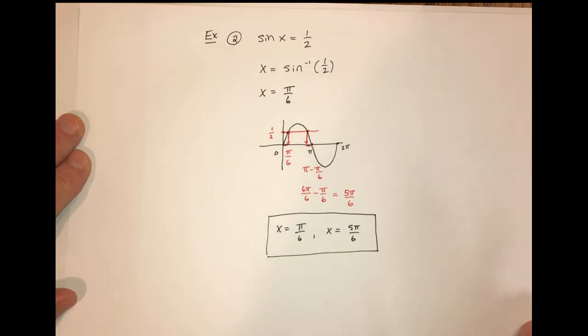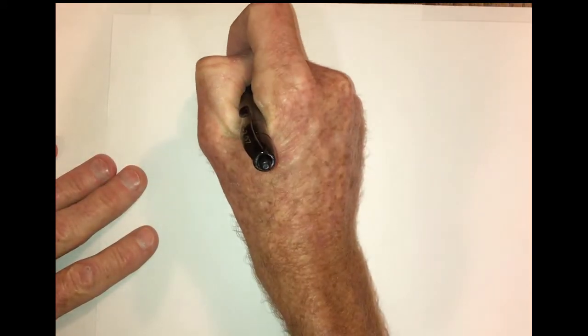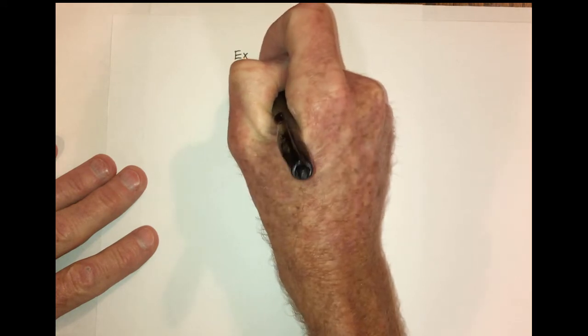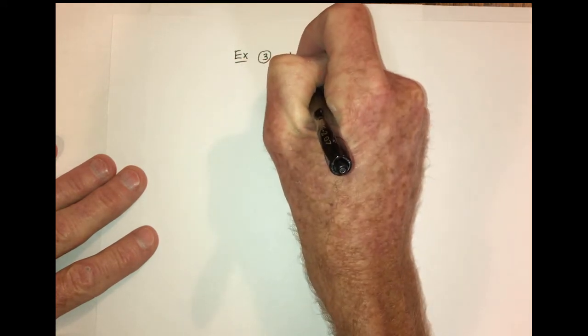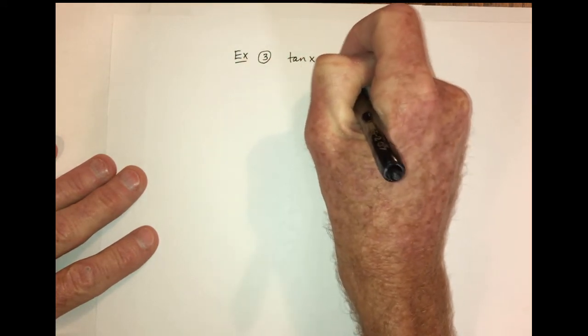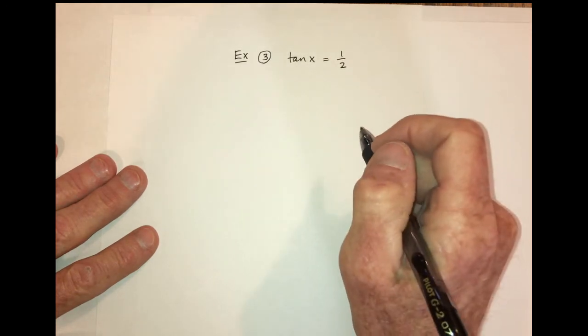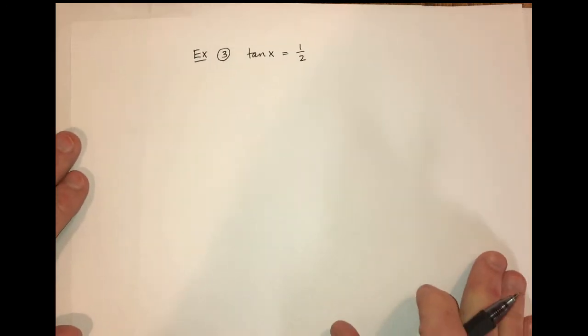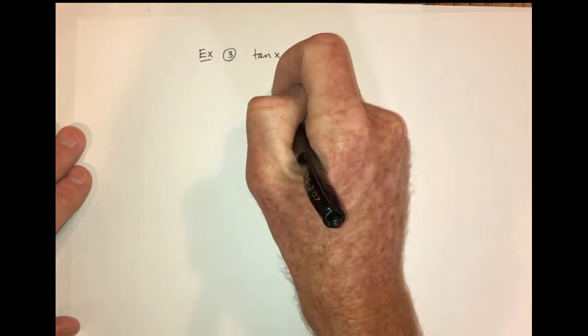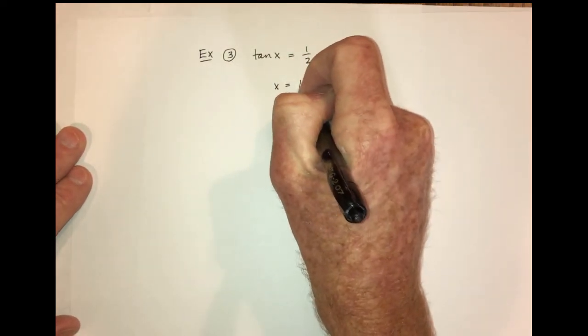Now let's do the same thing with tangent. So what if tangent was equal to 1/2? Example number 3, tangent is equal to 1/2. And like with the other ones, you can take tangent inverse as a first step and get one answer.